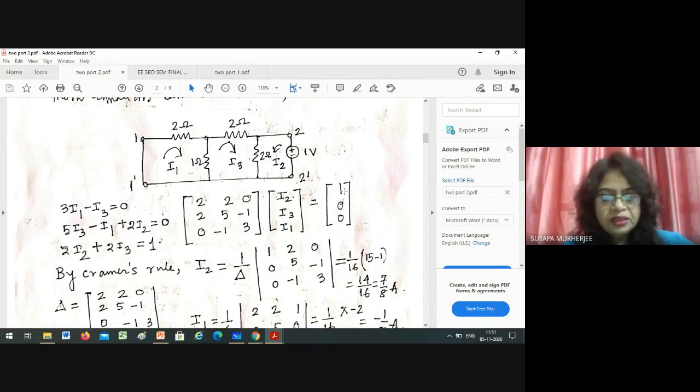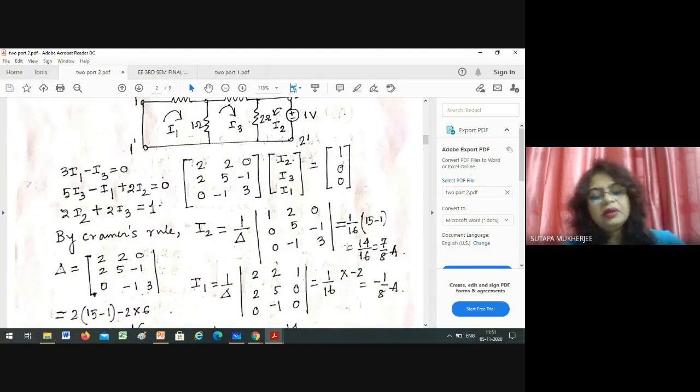So if you put here 1, 0, 0 and I2, I3, I1 in this matrix form, and you multiply, 2i2 plus 2i3 is equal to 1. 2i2 plus 5i3 minus i1 is equal to 0. And 0i2, that is 0, minus i3 plus 3i1, that is equal to 0. Is it clear? Yes, ma'am.